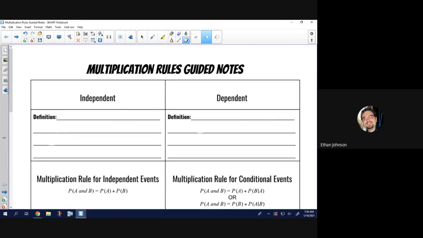Now, there are two special events that happen with these compound events. So compound events, once again, two or more things happening. And these events could either be independent from each other or they could be dependent from each other. Independent means one event happening or not happening does not change the probability of the second event.